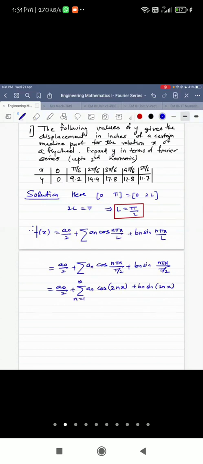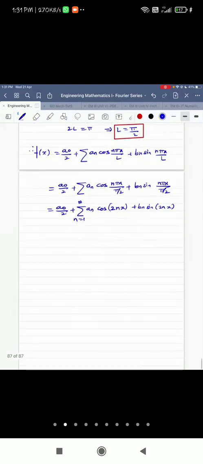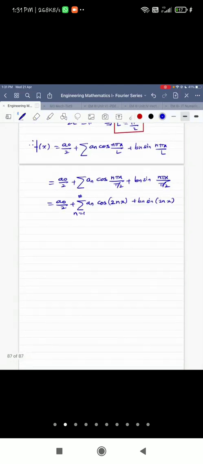Now we want two harmonics. So how to get them? I'm not getting replies in the chat box. Student, is it clear to you how fx is written? Because L is pi by 2, so angle is changing, right? Okay.